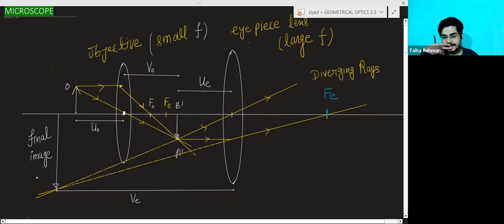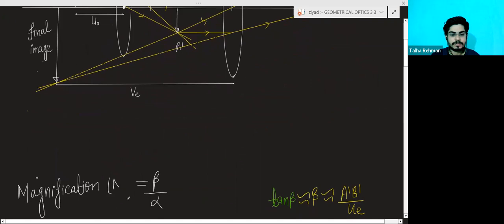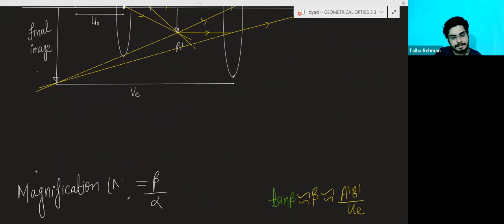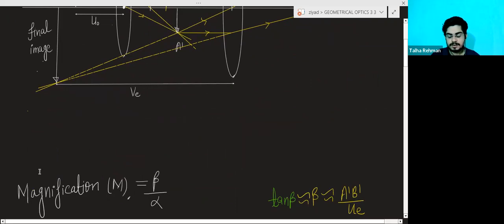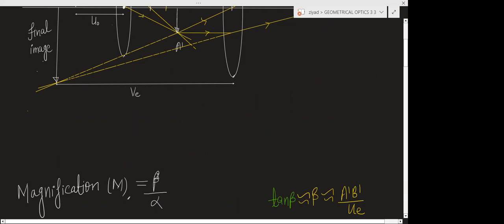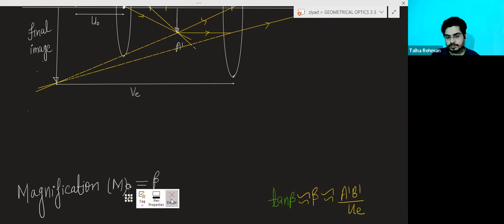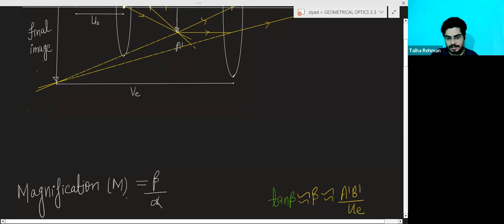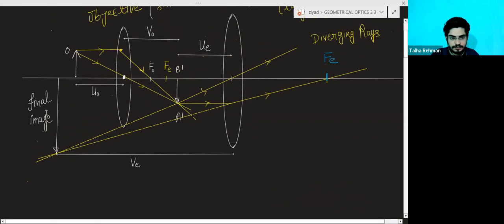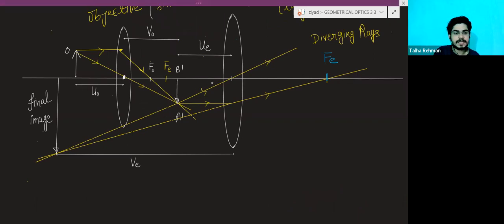We will calculate the magnification. The magnification of the microscope is given by beta by alpha. Beta is the visual angle formed by the final image. Alpha is the visual angle when the object is placed at a distance of d. Now this is the final image, so this angle will be beta.